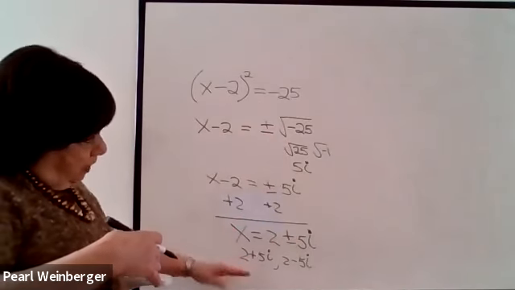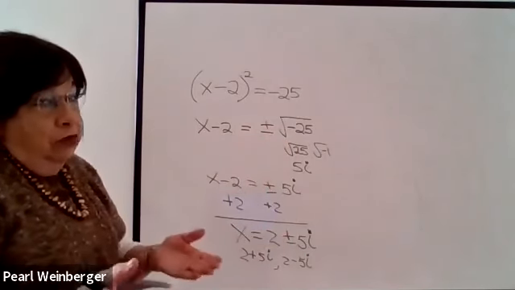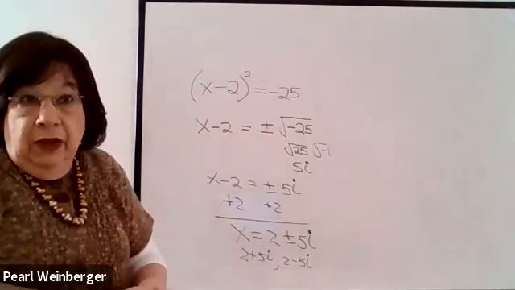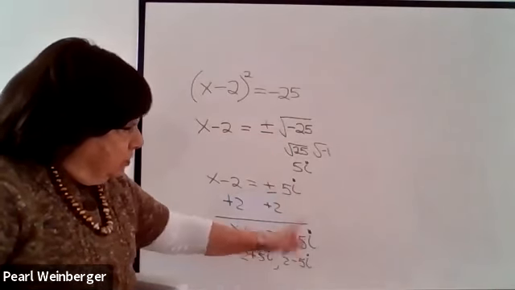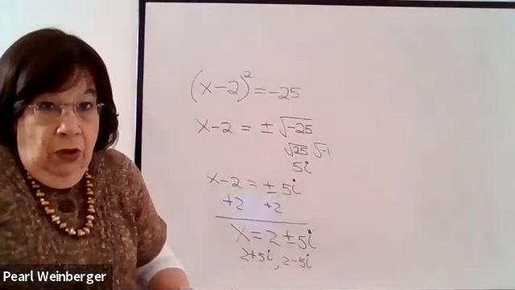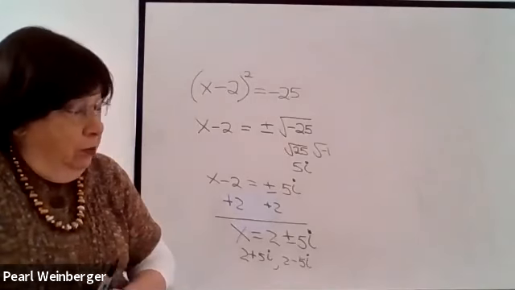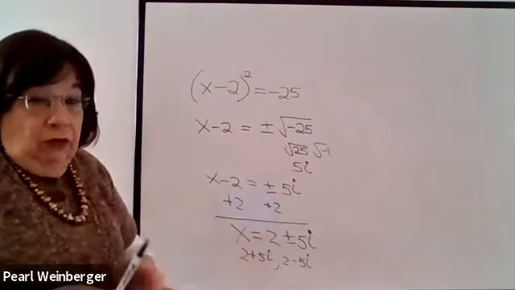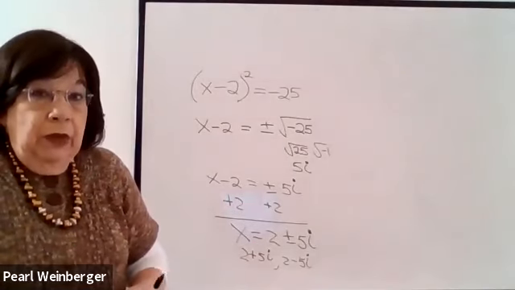Or you could write it separately as 2 plus 5i and 2 minus 5i. Of course, you can't combine them because these have i's, these are not. This is a real number, this is an imaginary number. But even though my example would never have been able to be factored, because I never get i's when I factor, I still can solve it.